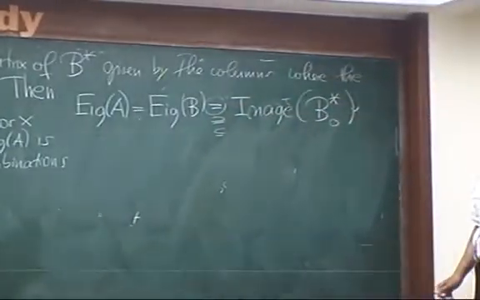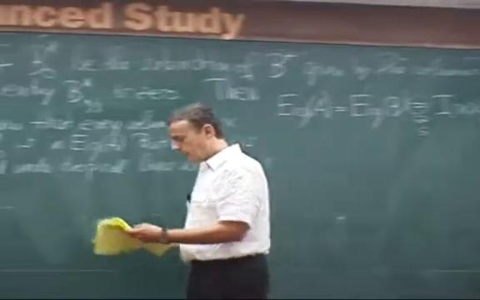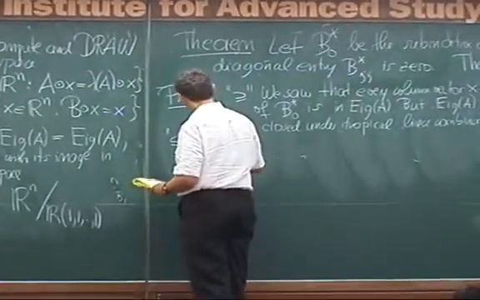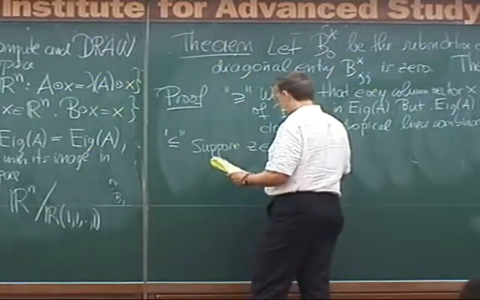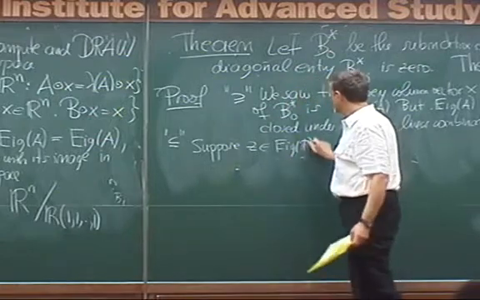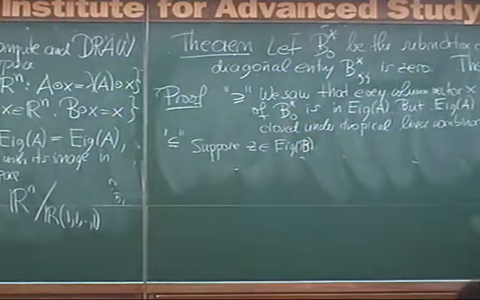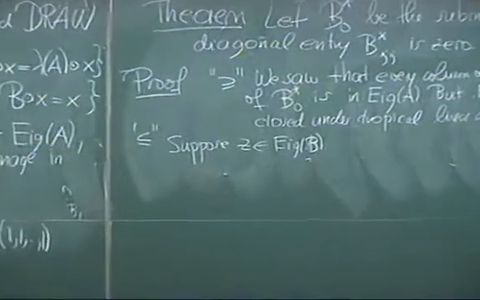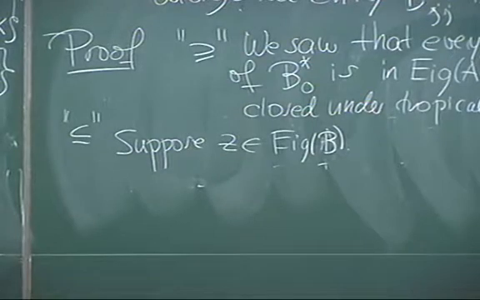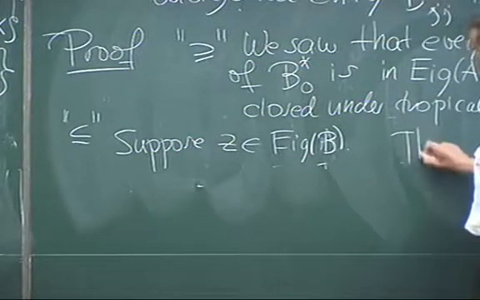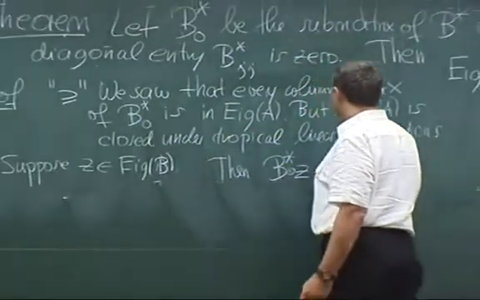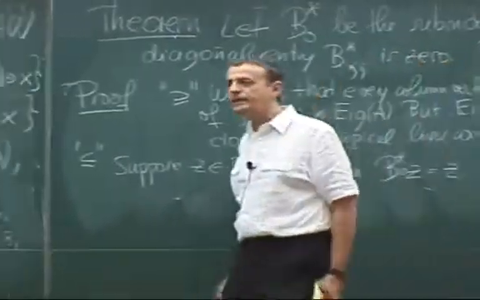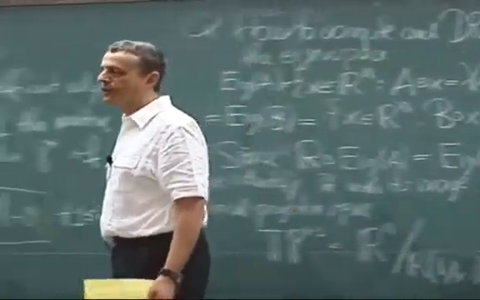So let me sketch the harder part. The harder part is the converse. So suppose Z is an eigenvector of A or of B. So I need to represent Z as an image. I have to write Z as a linear combination of the columns of B star 0. And here's how I do it. Well, first of all, I observe that B star Z is also Z. So Z is an eigenvector of B. It's also an eigenvector of B star. And that's B squared.